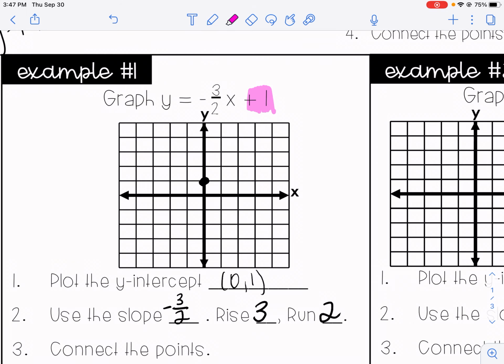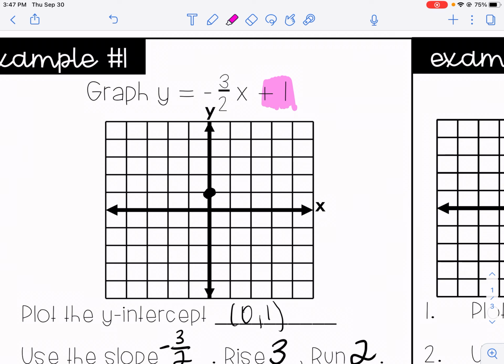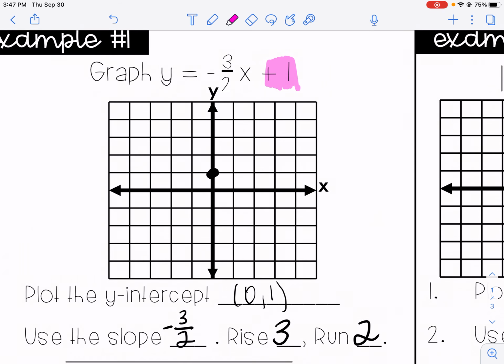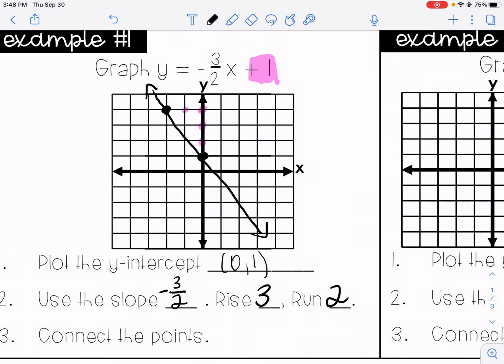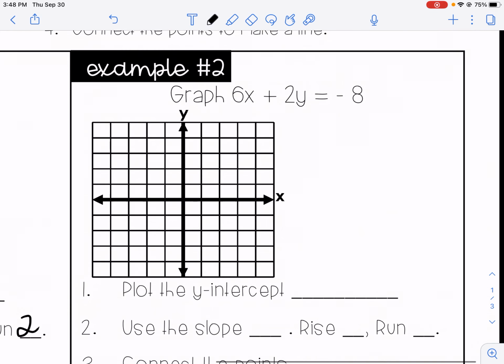So I'm going to get a different color for y'all here. From the y-intercept is where we do our rise over run. So I'm going to rise 1, 2, 3. And then since it's negative, I'm running left. 1, 2. So here is where my second point is. And then we just have to connect them. And my line's not going to be perfect. That's okay. You don't have to be perfect. And then that's it. So the second example, it says graph 6x plus 2y equals negative 8.